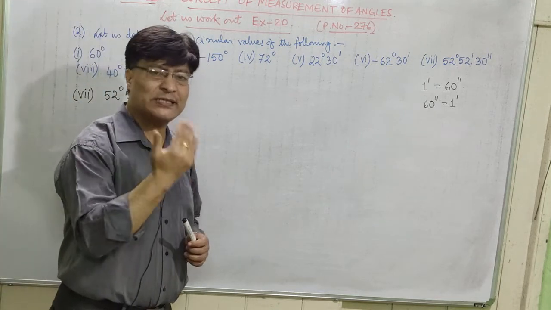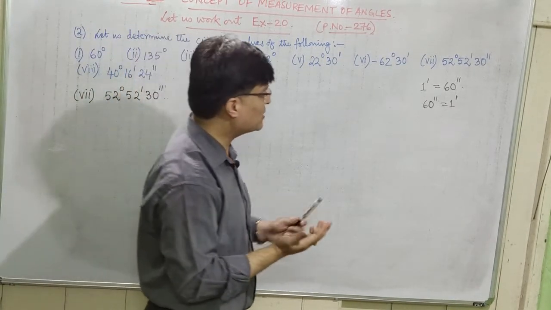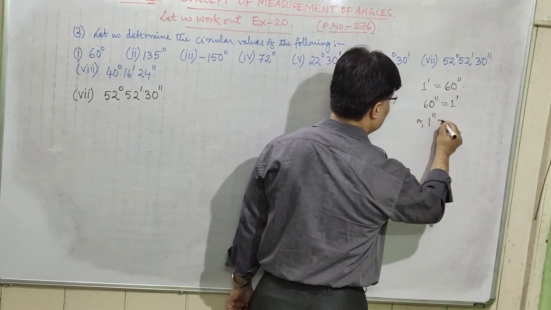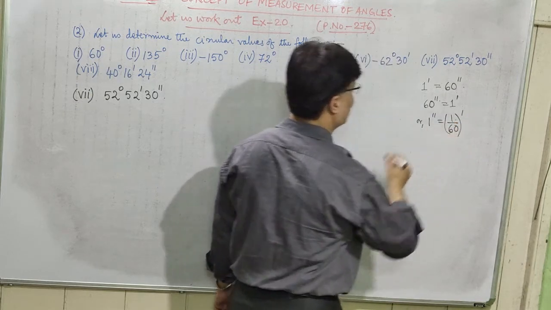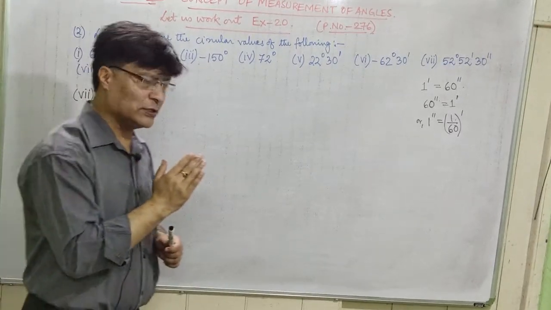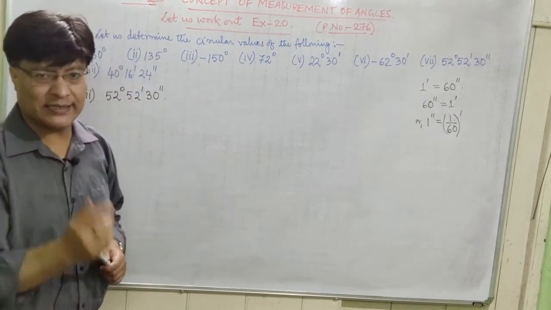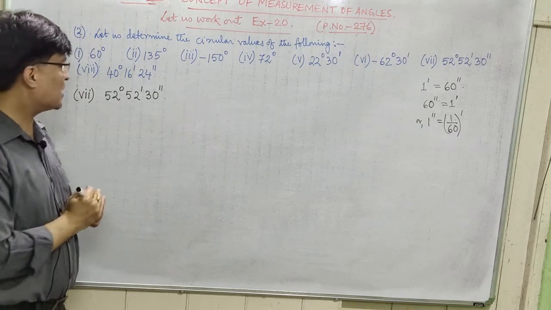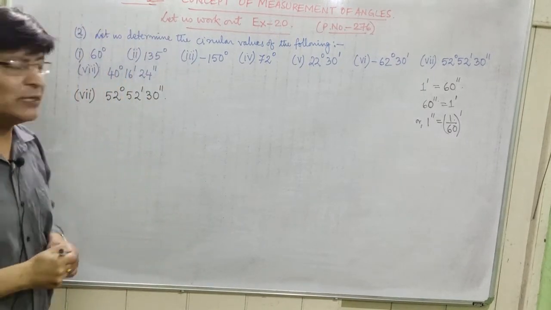Since we are changing seconds into minutes, minute should be on the right hand side and the second should be on the left hand side. And we know that 60 seconds is equal to 1 minute. So now 1 second is equal to 1 by 60 minute. Isn't it? That is, 1 second is equal to 1 by 60 minutes. So whenever you have to convert seconds into minutes, you have to divide that seconds by 60. Okay, so now in this case, this 30 seconds should be converted into minutes. So that 30 seconds should be divided by 60.